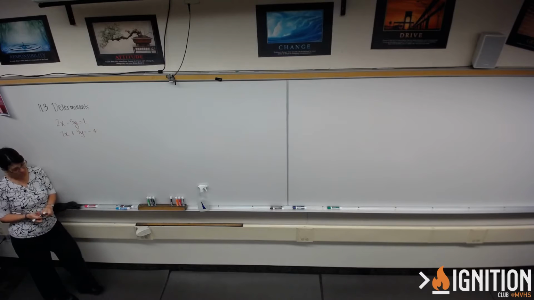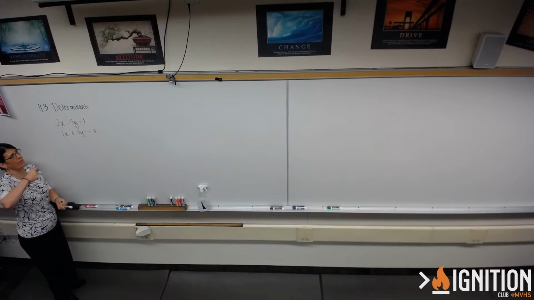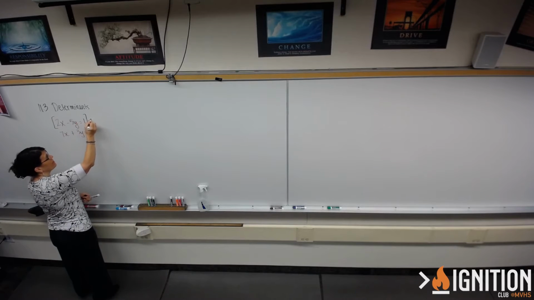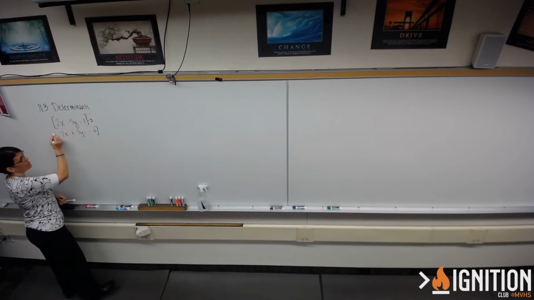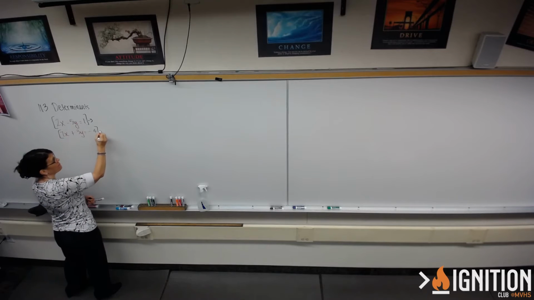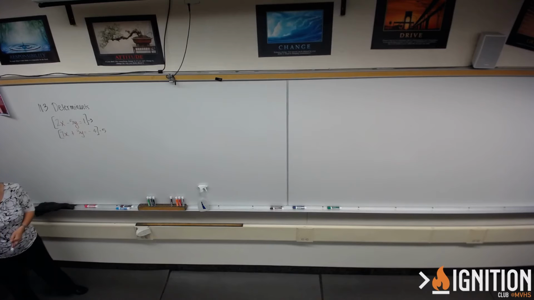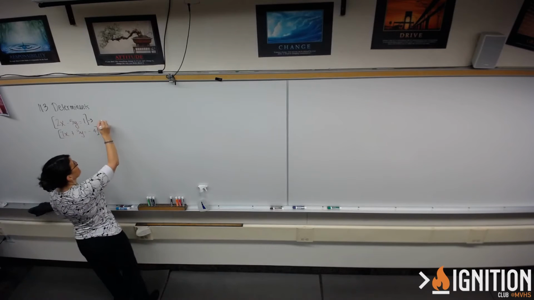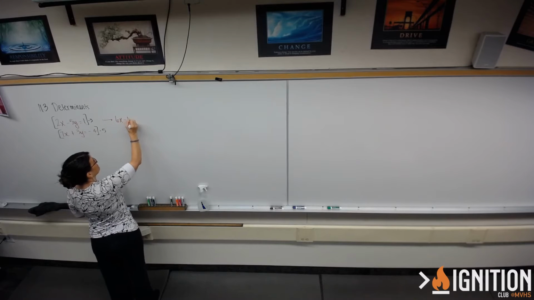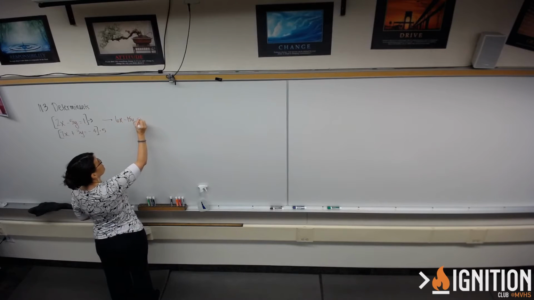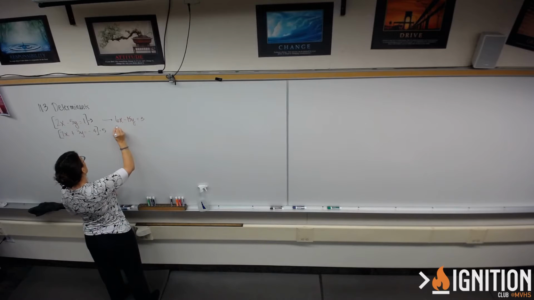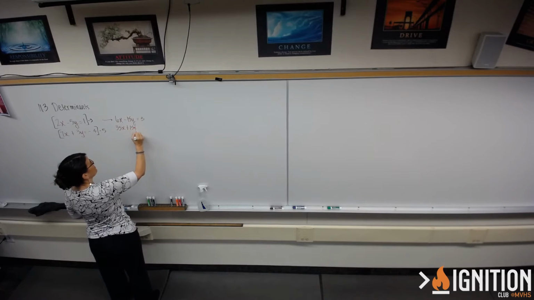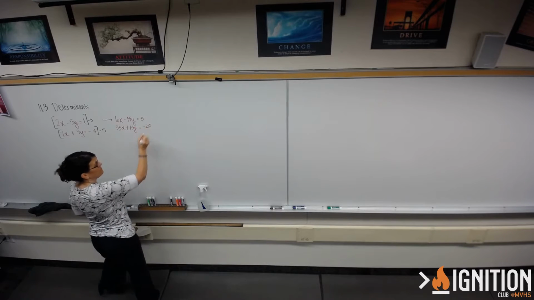Multiply the top equation by 3, and the second equation by 5. Yes? All right. 6x minus 15y equals 3. 35x plus 15y equals negative 20.